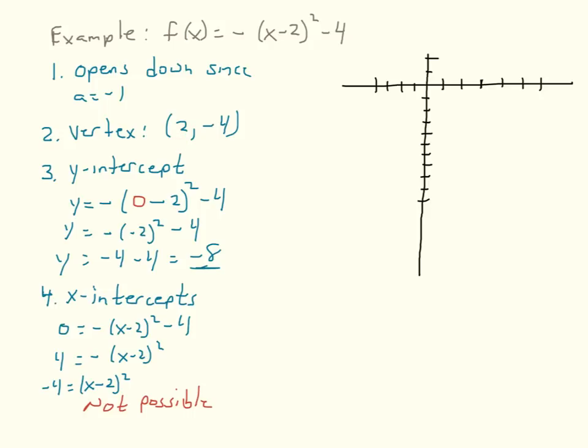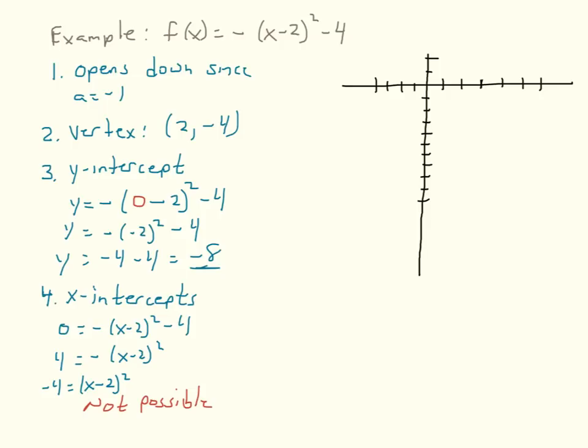And then it's going to be a times the quantity x minus h, squared, plus k. Well, in this case, what's in that k spot is a minus 4. So I know the k value is going to be negative 4. So my vertex in this case is at the point (2, -4).